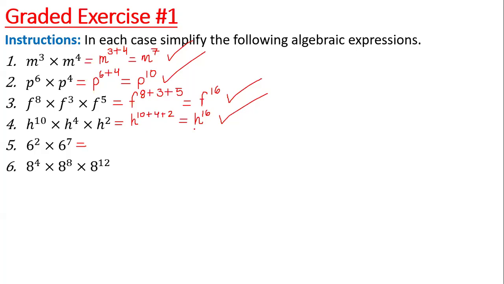What's going to be with number 5? Go ahead, Chamoy. Okay, so the base is the same, so all you have to do is add 2 plus 7 and it's 9. B to the power of 9. It's going to be what? B to the power of 9. I mean 6 to the power of 9. Very good. 6 to the power of 9.